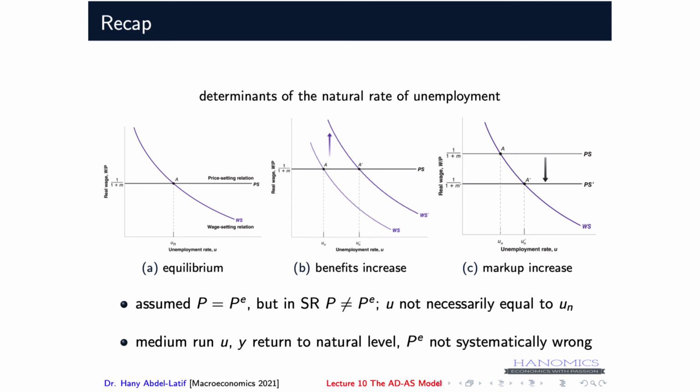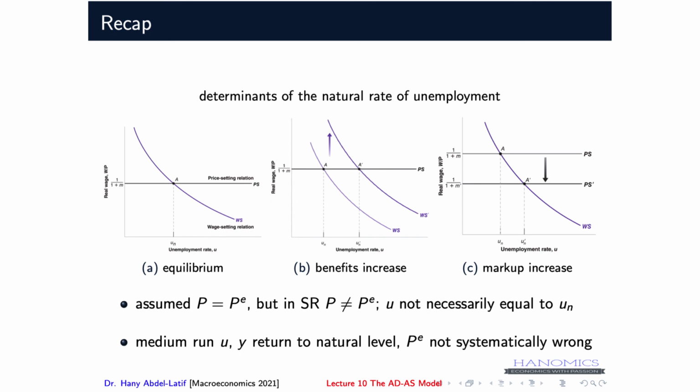We discussed two factors, as we said. The first is unemployment benefits. If unemployment benefits increase, that means the wage setting relation, this downward sloping curve, will shift upward or to the right, and that will increase the level of the natural rate of unemployment.